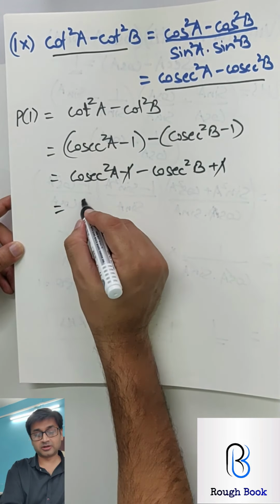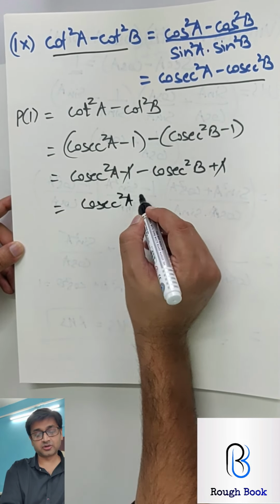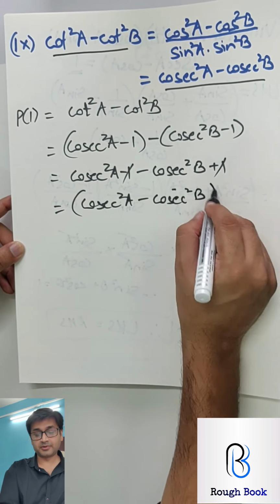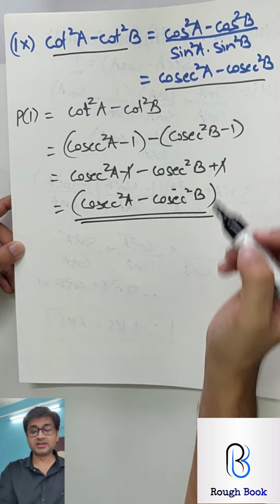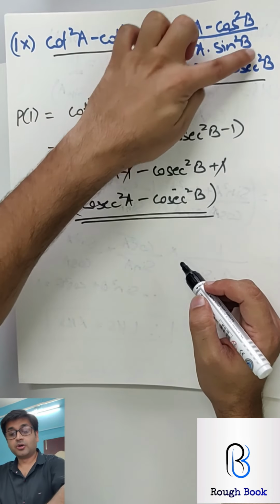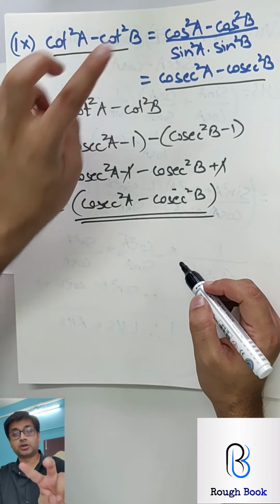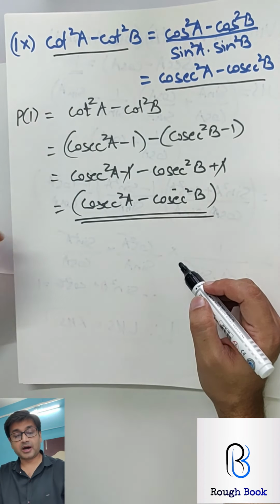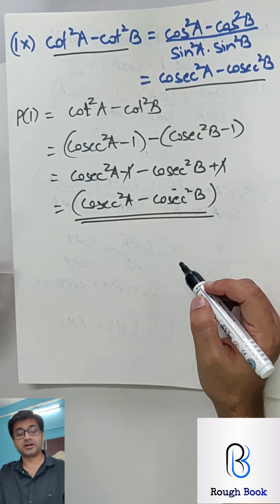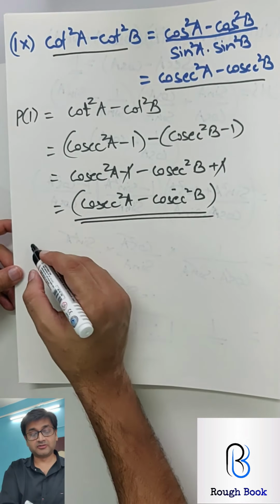So minus 1 plus 1 goes, and what I get is cosec square A minus cosec square B in a bracket. Did this match with this? Yes. So at least part 1 equals part 3. Now the only problem is to connect with part 2. So you can pick up part 2 now, solve it and connect it to part 3. So automatically all 3 will be connected.